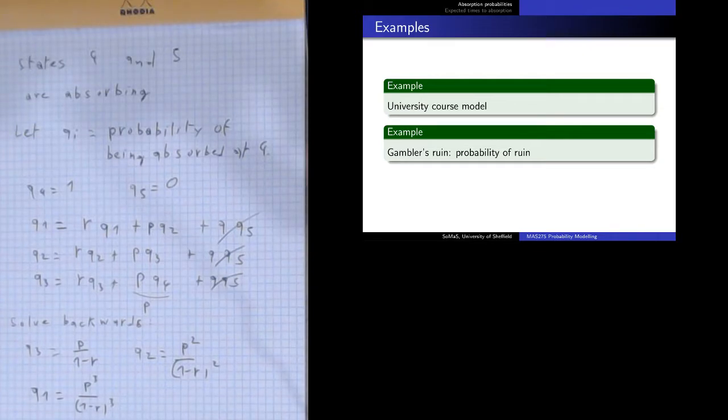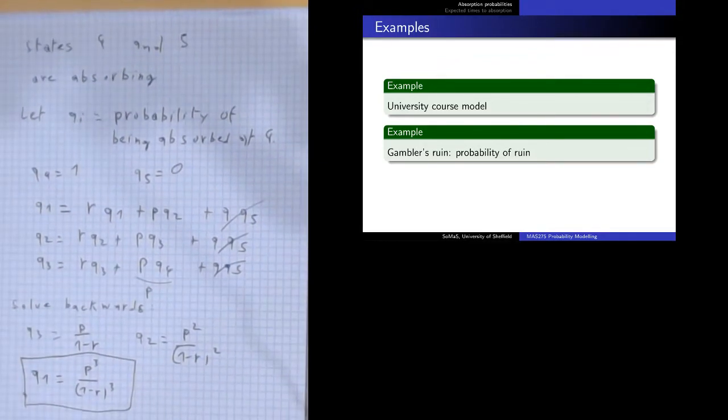And that's it. This is really what we're interested in. This is the probability that a student who just entered ends up graduating. We wish the student the best luck. You know, hopefully P is high and R is small.